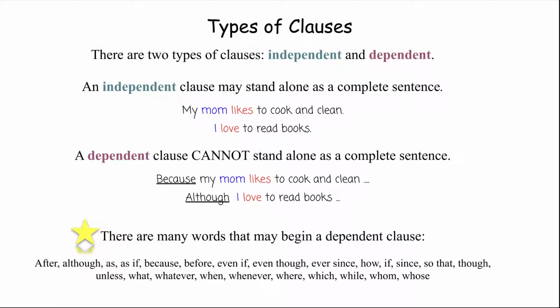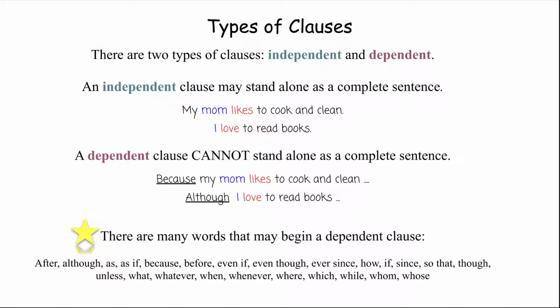All right, now that we know what a clause is, we're going to talk about the different types of clauses. We have independent clauses and dependent clauses. An independent clause can stand alone as a complete sentence. For example, my mom likes to cook and clean. I love to read books. I could say that and stop. They can stand alone, so they are independent clauses.